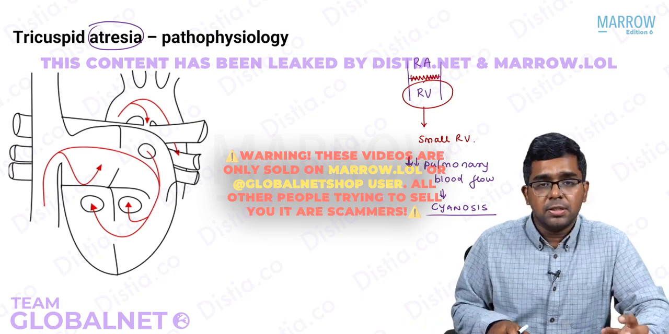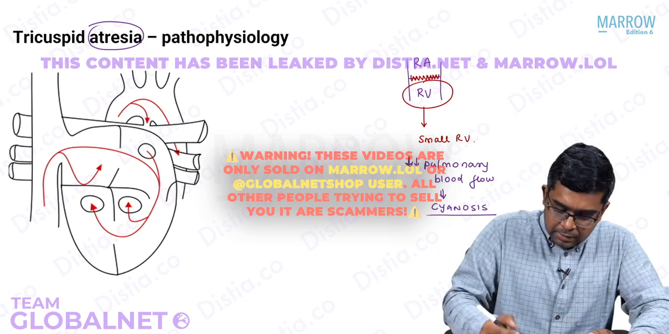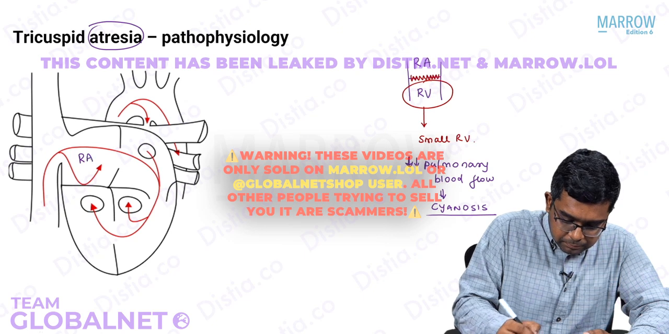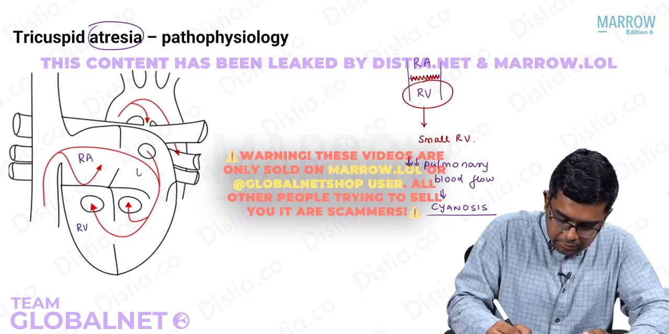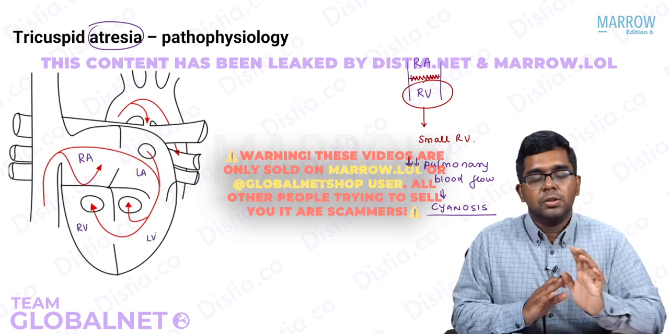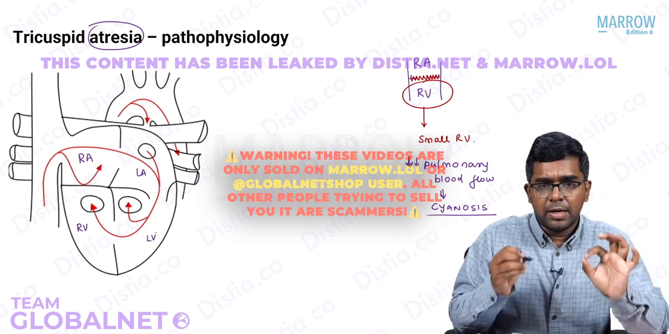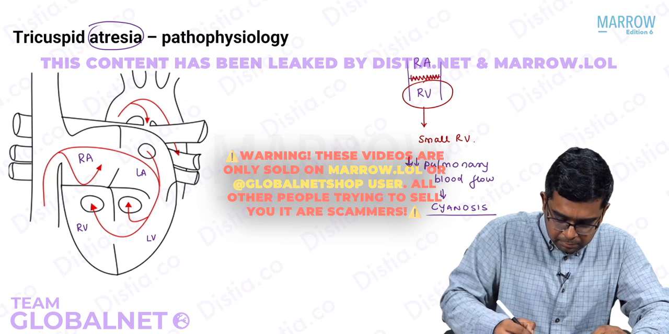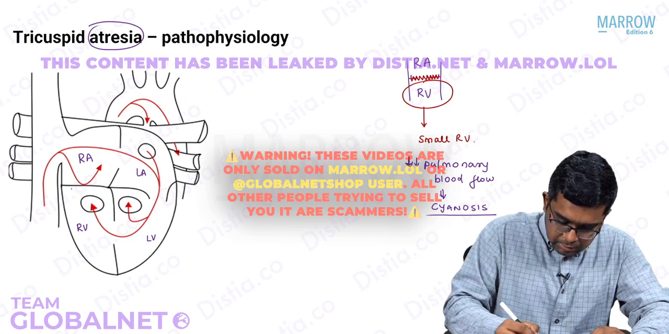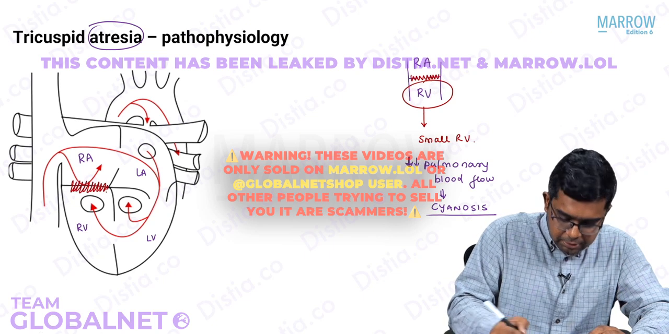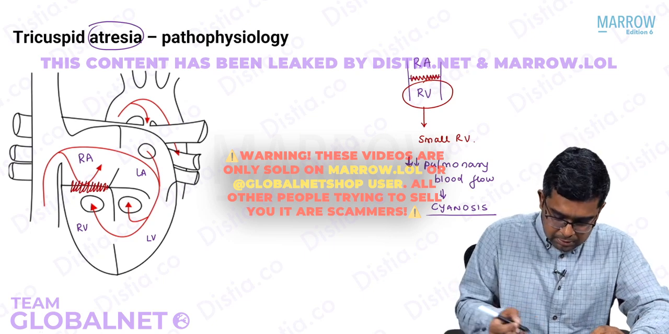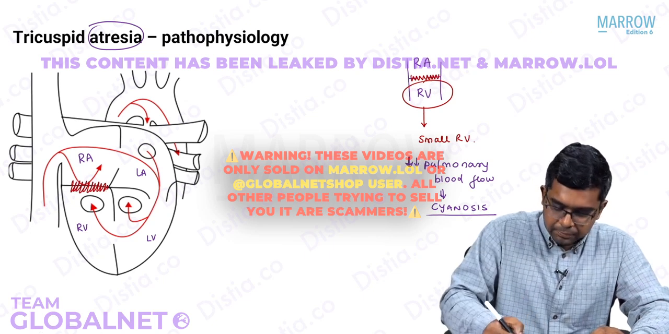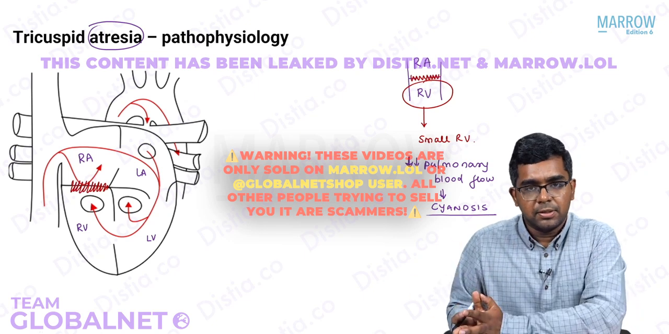Now concentrate on the picture which I have put up. This is the right atrium. This is the right ventricle. Left atrium and left ventricle. Now concentrate on the arrows which I am going to draw. From the right atrium, the blood is not able to go into the right ventricle because of complete atresia here. Now what happens? The blood from the right atrium will have to escape out some way or other, right?